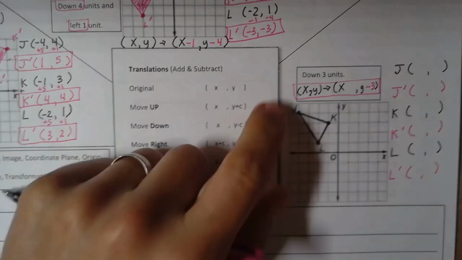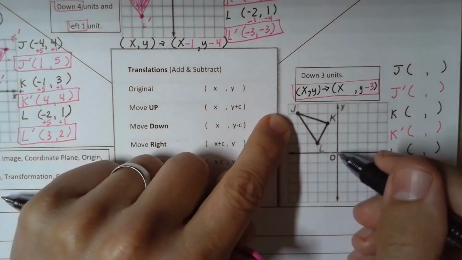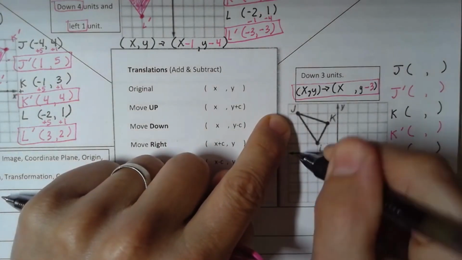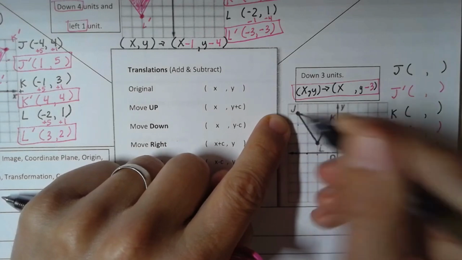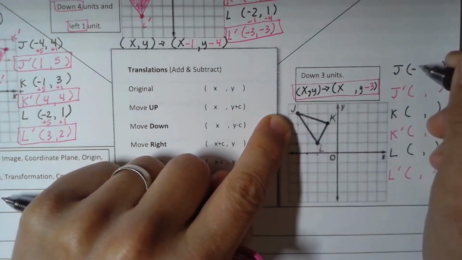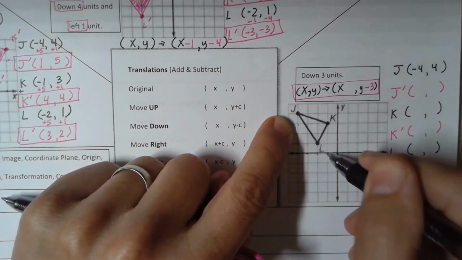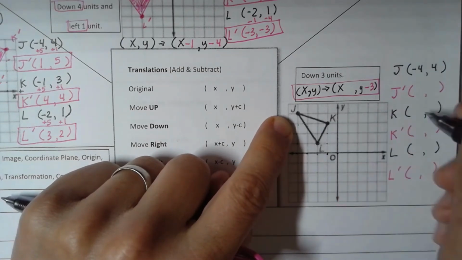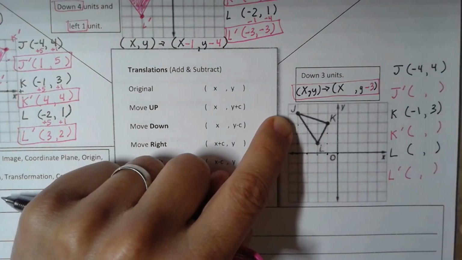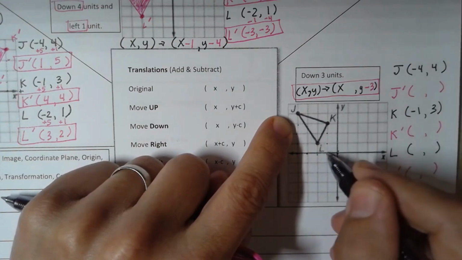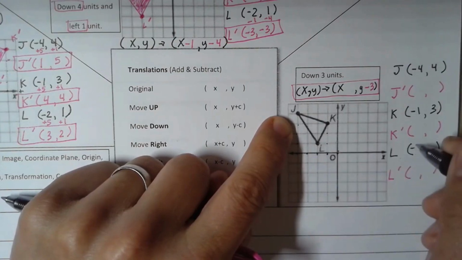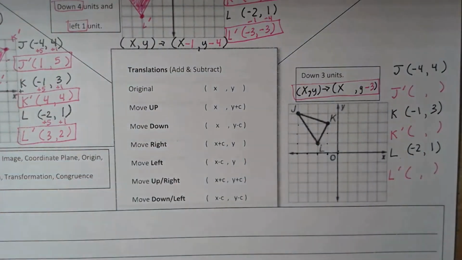With that being said, let's look at our points. For J, I have 1, 2, 3, 4, 1, 2, 3, 4. So I have negative 4, positive 4. For K, I have 1, and 1, 2, 3. So negative 1, positive 3. For L, I have 1, 2, and up 1. So negative 2, positive 1.